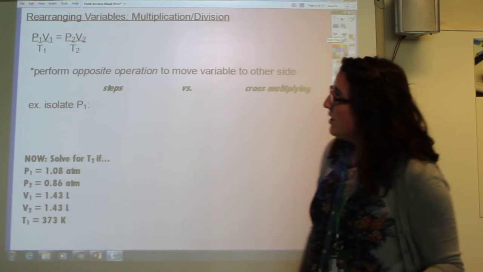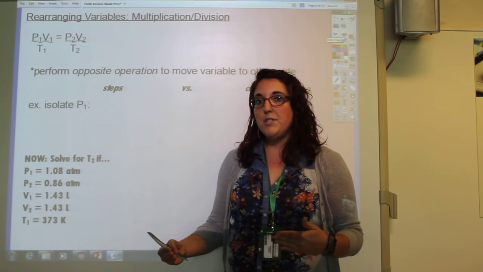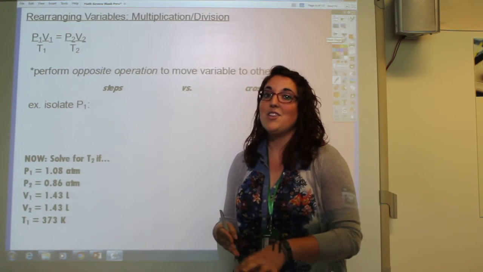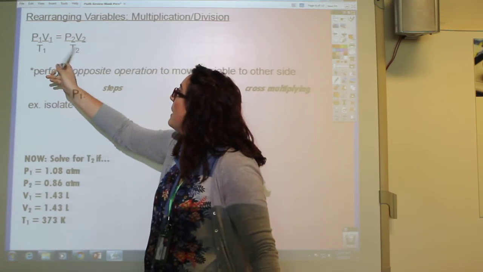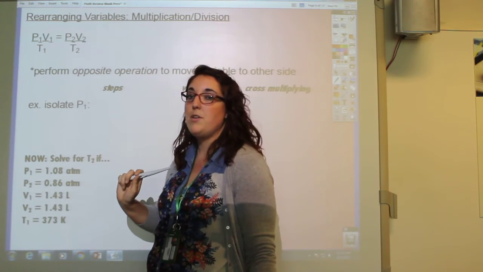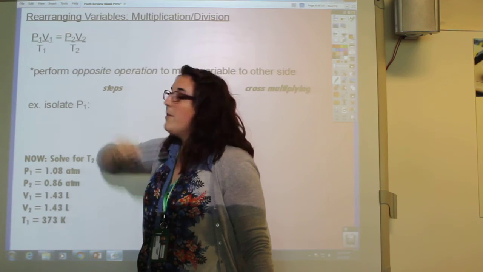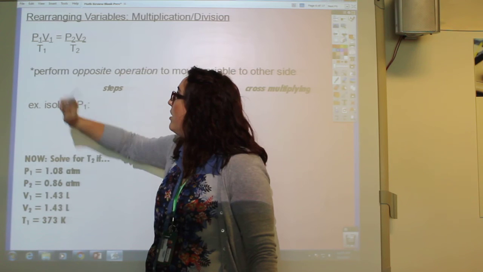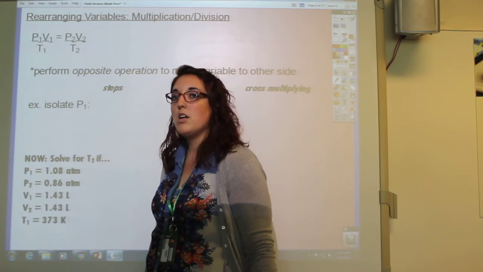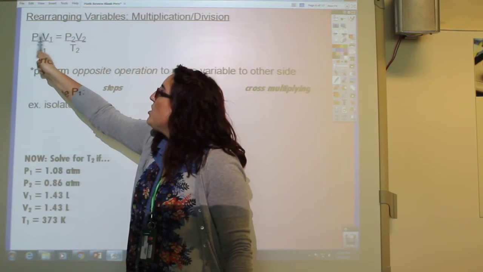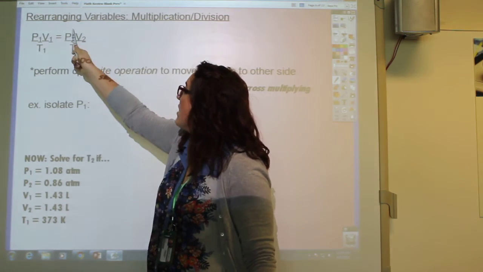Okay, now we can get a little bit more complicated and do rearrangements that have multiplication and division at the same time. Now what I'm talking about is in this equation here, you would see this in your summer assignment notes. We have pressure times volume divided by temperature, that's what those stand for, equals the second pressure times the second volume over the second temperature. That means multiplication in the top, division this way.